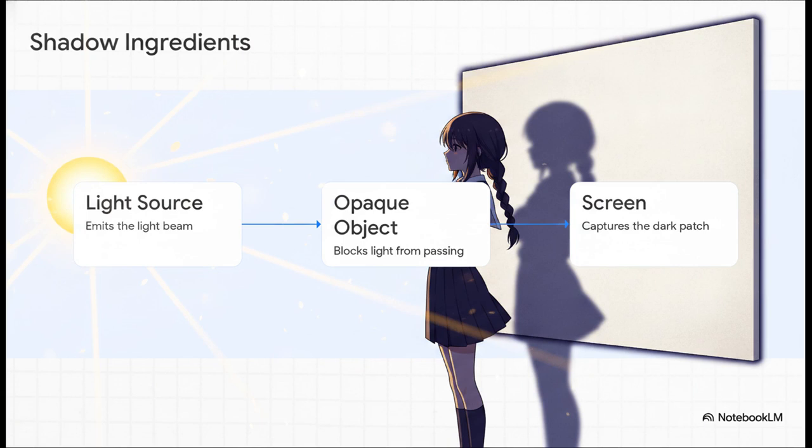First, you need a source of light. Second, you need an opaque object to block that light. Remember, opaque means zero light gets through. And third, you gotta have a screen or a surface behind the object to actually catch the dark patch where the light couldn't reach. A shadow is literally just the absence of light on that screen.